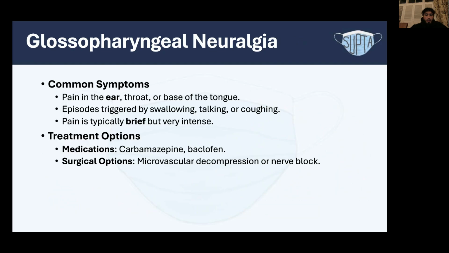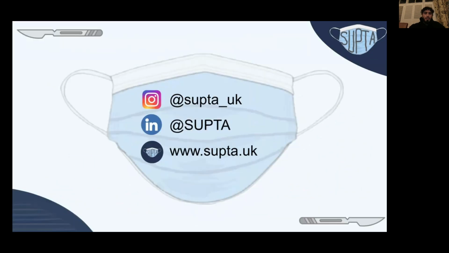The reason it causes ear pain is because the glossopharyngeal has nerves that supply the ear. So we talked about the tympanic membrane. Part of it is innervated by the glossopharyngeal. As such, we will have referred pain from there. And that's it. Thank you very much.